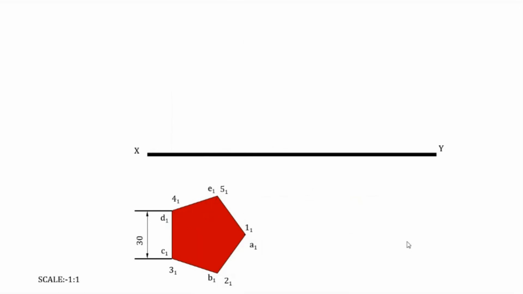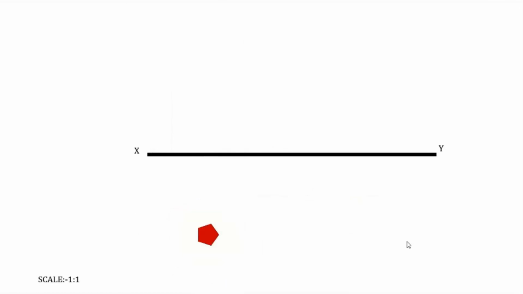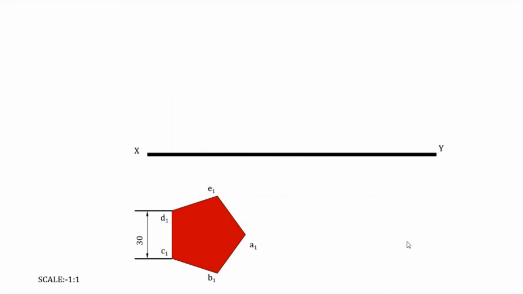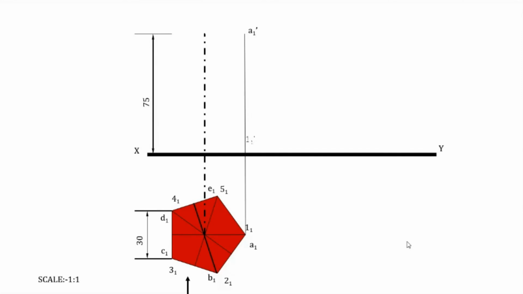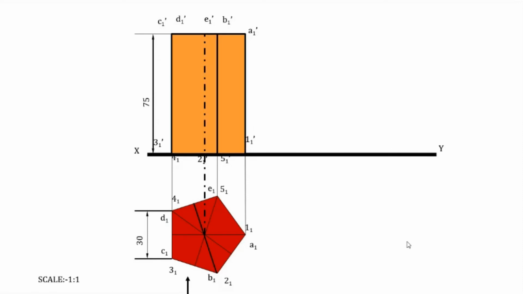First we draw the pentagon with one of its edges perpendicular. Then we mark the points in the front view, the coordinates. We mark all the 10 coordinates. Then we find out the axis. Then in the front view we draw the axis, we mark all those points, all the 10 points, and then we complete the front view. Then the front view is rotated as the second front view.